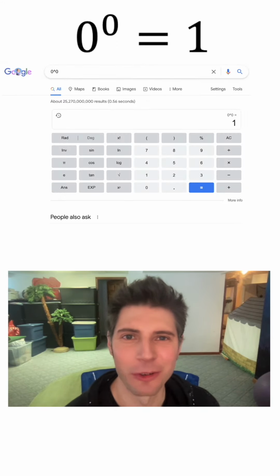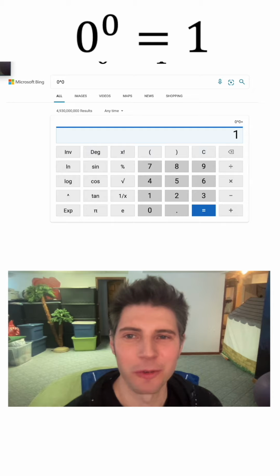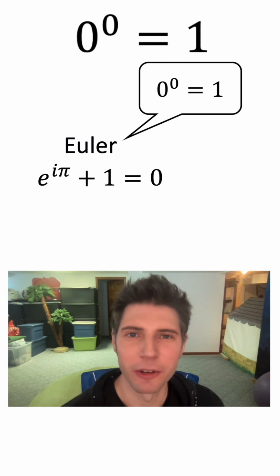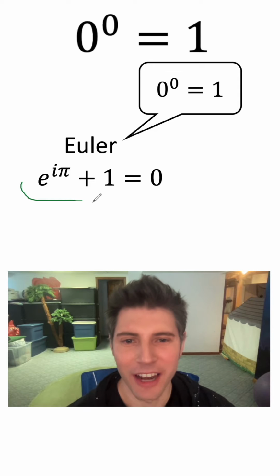0 to the 0 equals 1. Google says 0 to the 0 equals 1. Bing says 0 to the 0 equals 1. Have you heard of this guy Euler? He discovered this. He said 0 to the 0 equals 1. Are you really going to doubt the guy that figured this out?